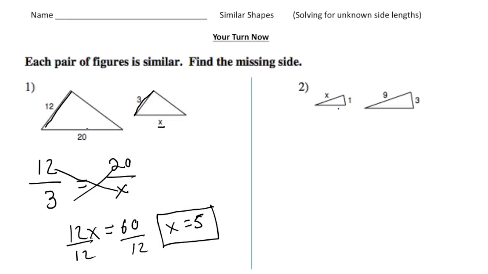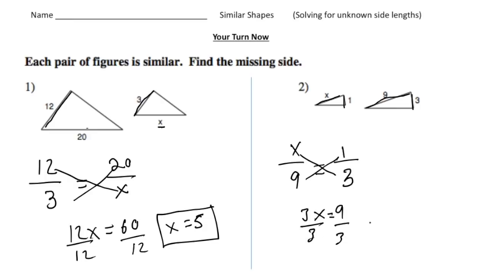For the second one, we have, again, 2 triangles. This time I'm going to say x over 9 equals 1 over 3. This is a nice, easy equation to solve, because I know that 3x is going to equal 9. When I divide both sides by 3, I end up with x equals 3. And there's the answer. How'd you do?